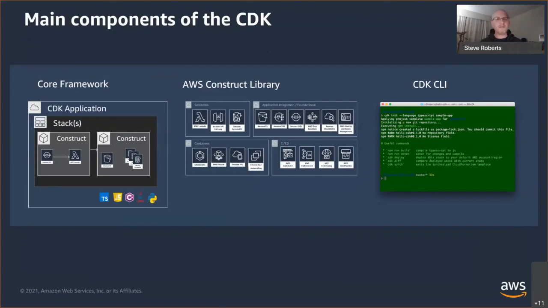So, an overview of the main components of the CDK. We have the core framework, which is what's hosting your application with its stacks and its constructs, the construct library, and then your own construct libraries, which are not shown on this diagram, and then the CDK CLI. Now that's Node-based or NPM-based, so that's for all languages. So even if I'm working with .NET or Java or Python, I do need to have Node installed to install the CDK CLI.